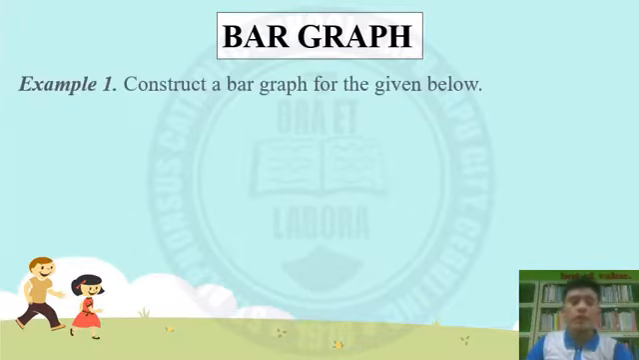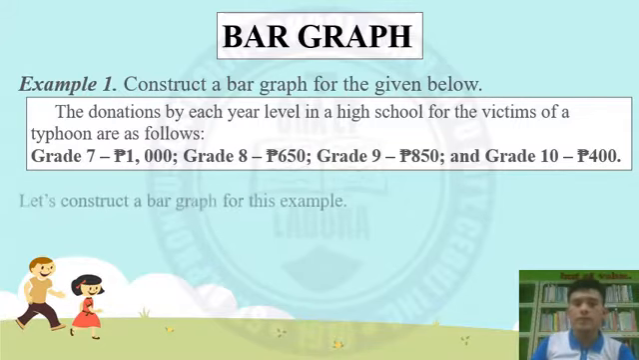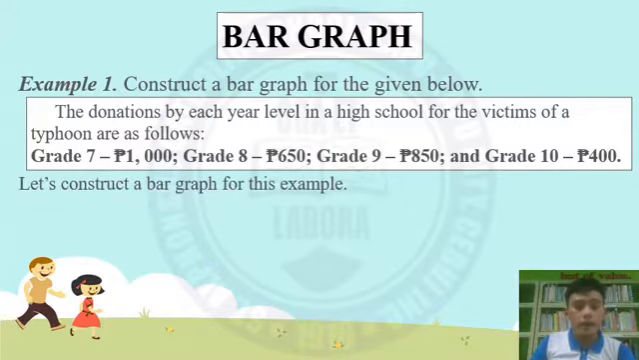Example number 1. Construct a bar graph for the data given below. The given problem, the donations by each year level in high school for the victims of typhoon are as follows. Grade 7 donated 1,000 pesos. Grade 8 donated 650 pesos. Grade 9 donated 850 pesos. Grade 10 donated 400 pesos. Let's construct a bar graph for this example.